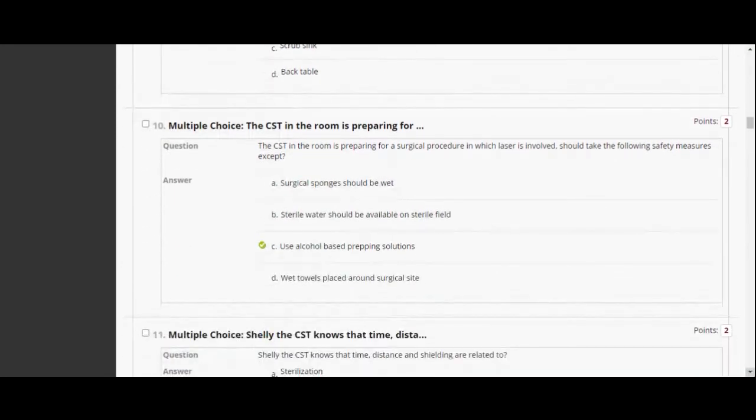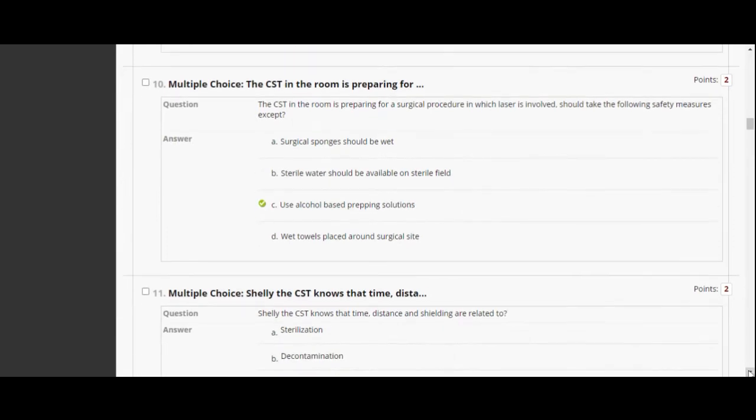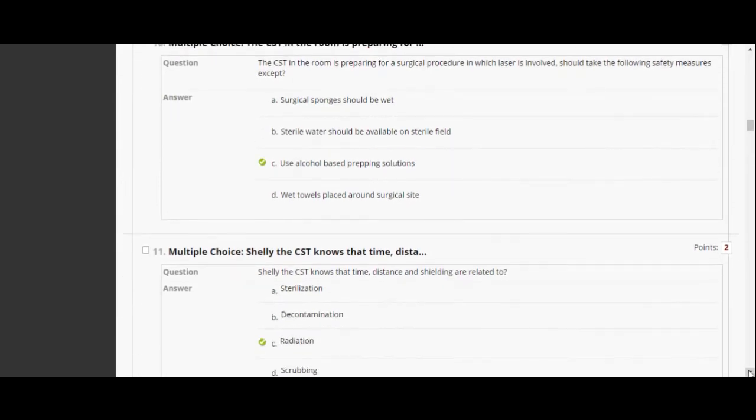The CST in the room is preparing for a surgical procedure in which laser is involved, should take the following safety measures, except use alcohol-based prepping solutions. And you definitely don't want to use alcohol-based, right? Because you'll catch your patient on fire.